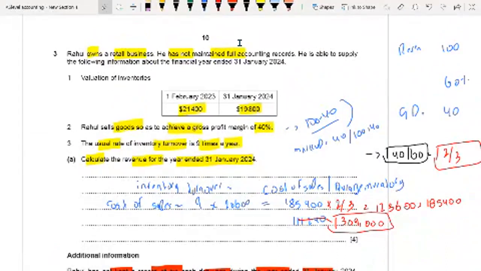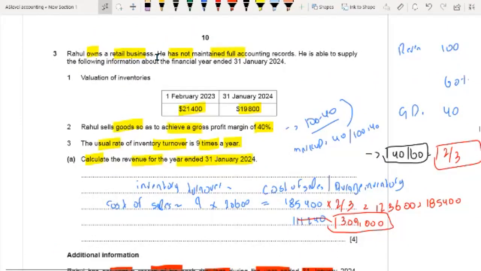the third question. So the third question is that Rahul owns a retail business. He has not maintained full accounting records. He is able to supply the following information about the financial year ended 31st December 2024. So value of inventories: this is the opening inventory, this is the closing inventory. Okay. Rahul sells goods so as to achieve a gross profit margin of 40%, and the usual rate of inventory turnover is 9 times a year. Calculate the revenue for the year ended 31st December 2024. So we have to calculate the revenue.